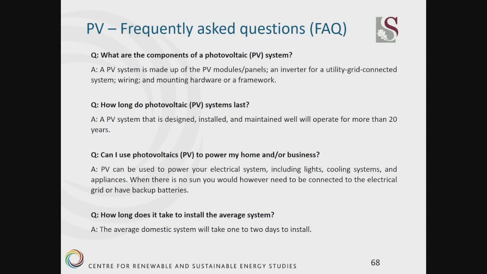Question number 2 was, how long does a PV system last? And this really depends. A PV system that is designed, installed and maintained well will operate for more than 20 years.